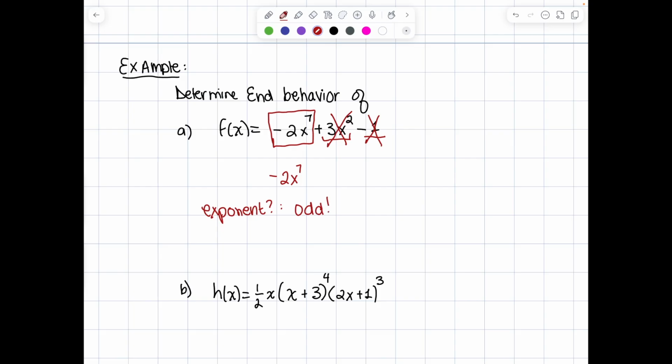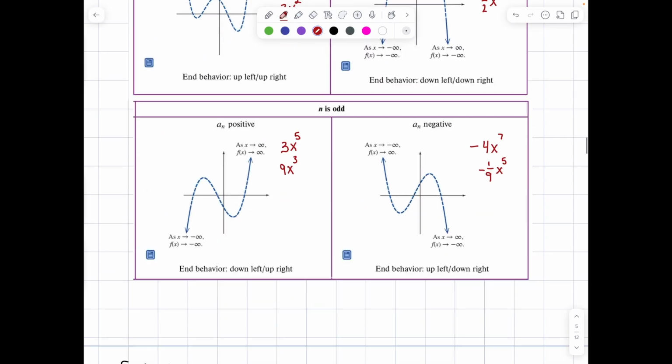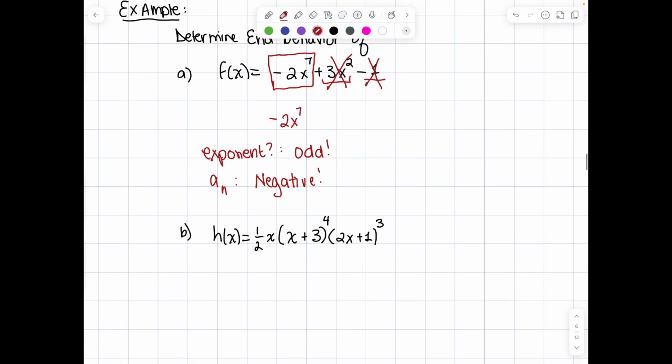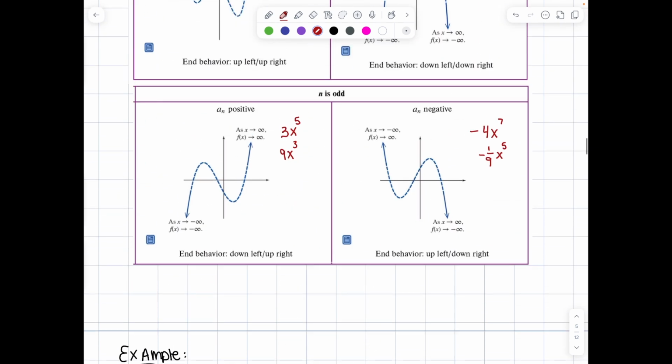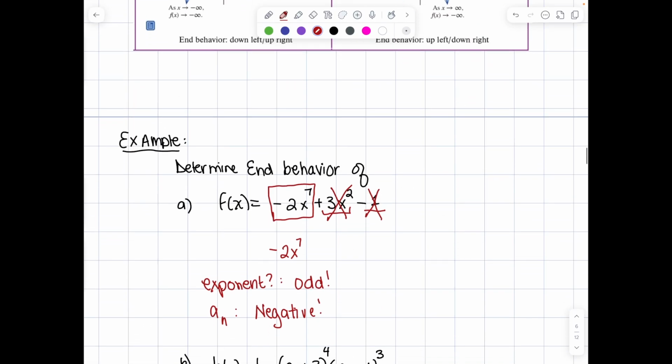Then we look at the coefficient. So the a sub n value is negative. Now we look back at our chart, right? We look to see, okay, n is odd, and a sub n is negative. So we have this case. So our end behavior is up, left, down, right.